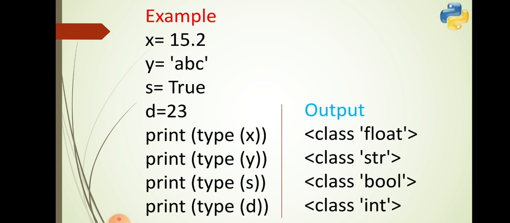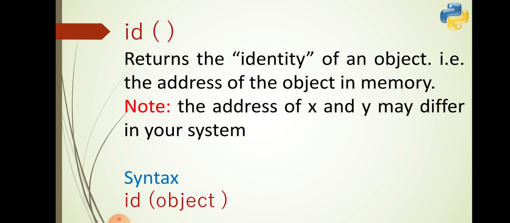So what will be the output? The 15.2 is a floating value, so the float appears. So abc அப்படிங்கிறது என்ன, string format, so str. True or false அப்படின்னா என்ன, boolean value. So 23 is an integer category. So that is the output that will come out from the type function.